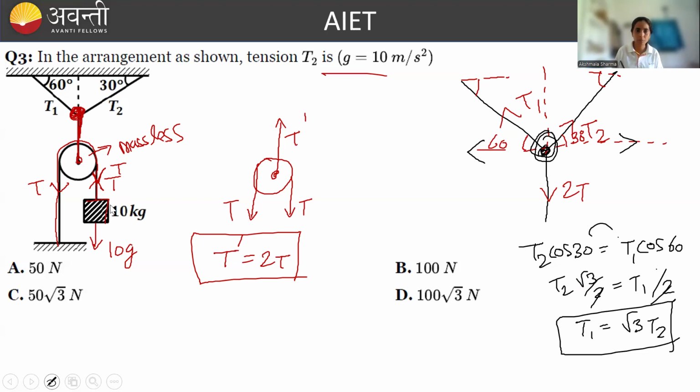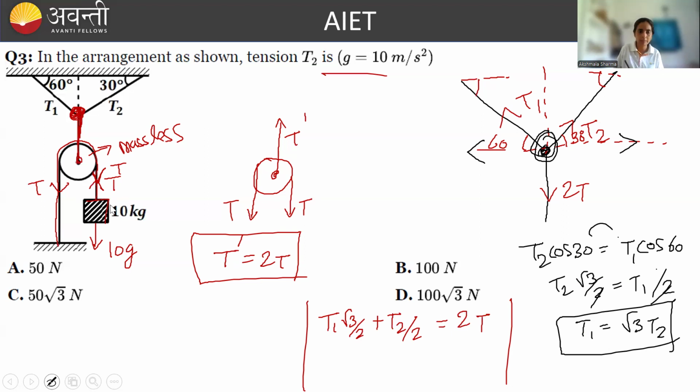So if you write the equation for the vertical direction, it will become T1 sin 60. Sin 60 is how much? Root 3 by 2, plus T2 sin 30, that is half, will be equal to 2T. And T will be equal to how much?